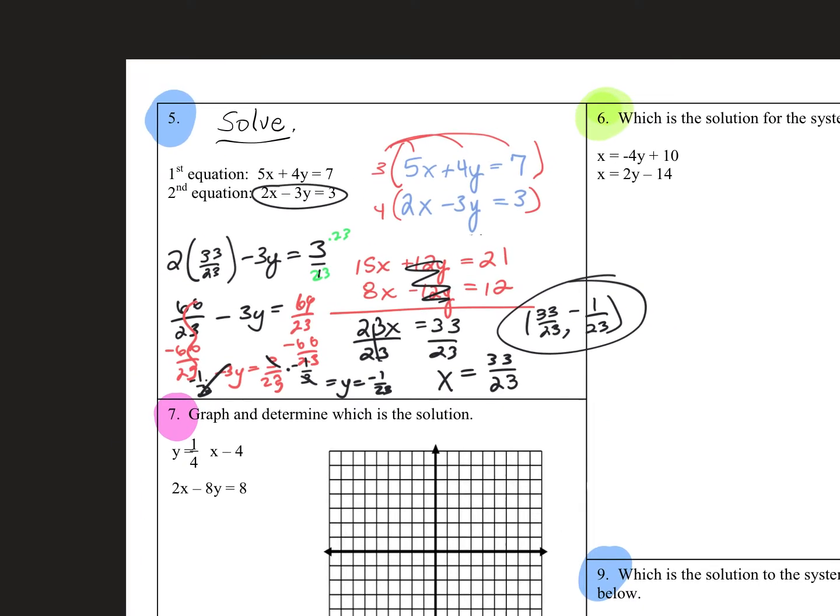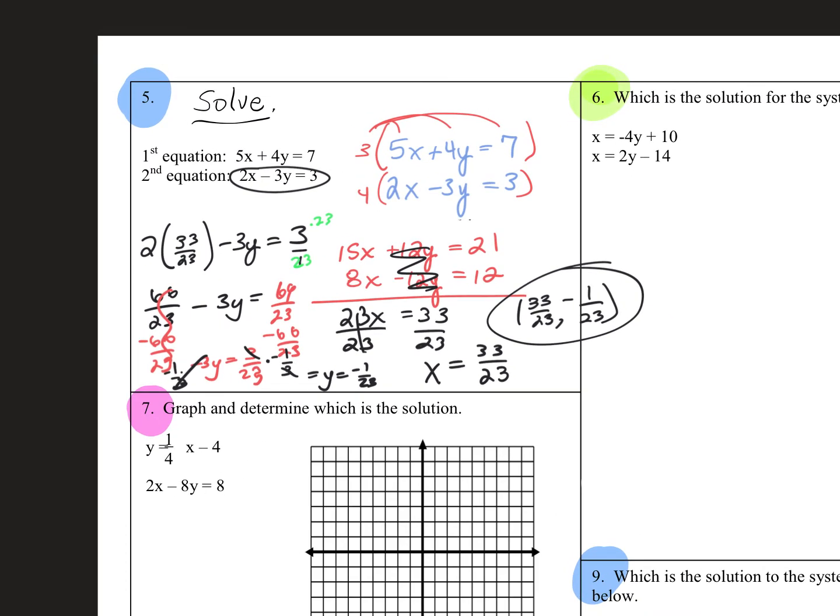No. You know why I would make you graph that? Because I don't want to grade your graphs. No. If it's not something fairly pretty, then you're not going to graph it. But you can get fractional answers. That's not, you guys, everybody in here can handle fractions. You may think you can't, but you can.